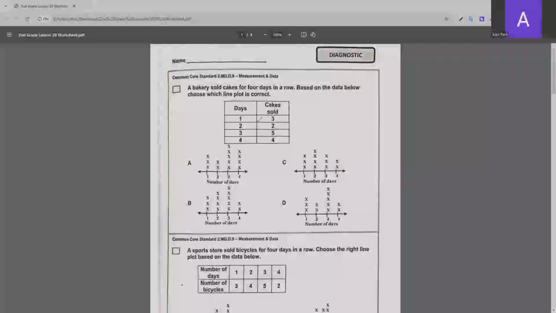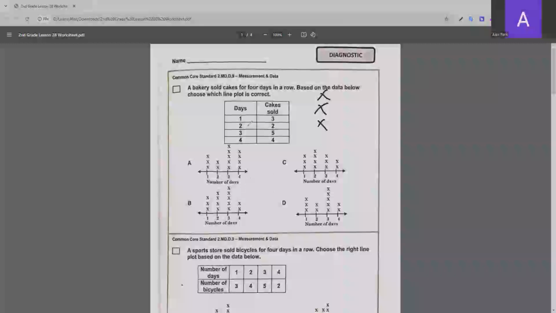So we have a table here with 4 days worth of information, and each day has a specific amount of cakes sold. So for day one, 3 cakes are sold. And looking at the line plots here, for each cake sold is an X, like that. So day one, 3 cakes sold. That would mean there's 3 X's, but it's going up and down like this. So let's find which one has 3 X's going up and down. This one does, A does, B does, C does, and D as well.